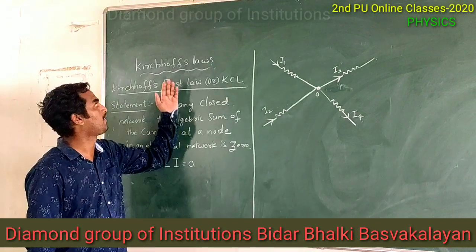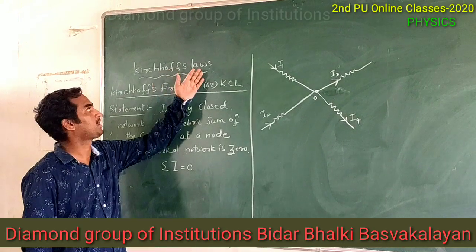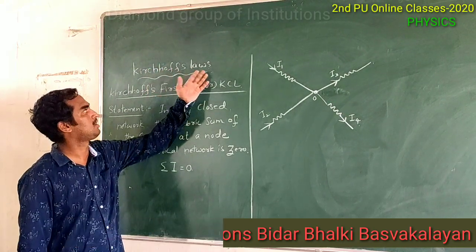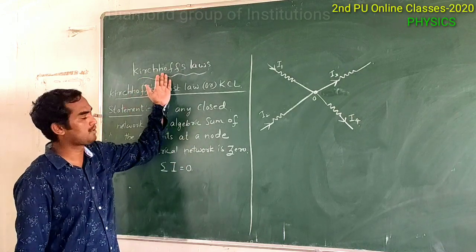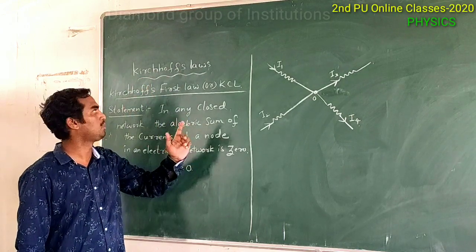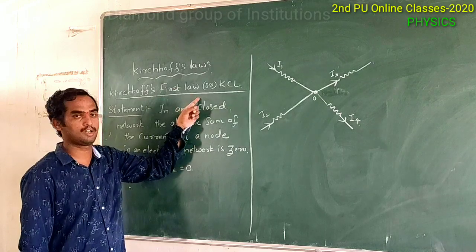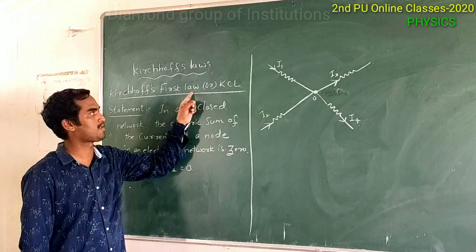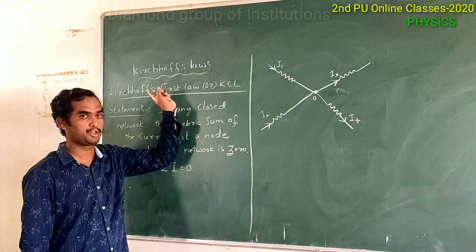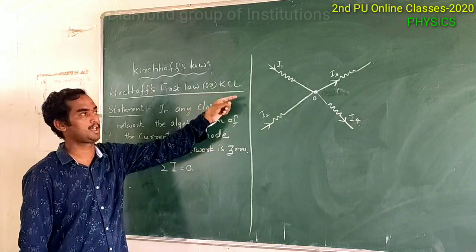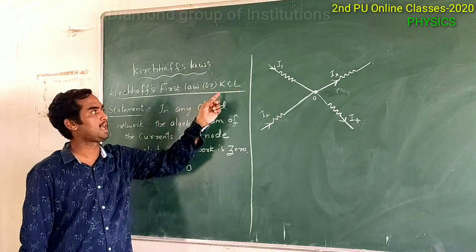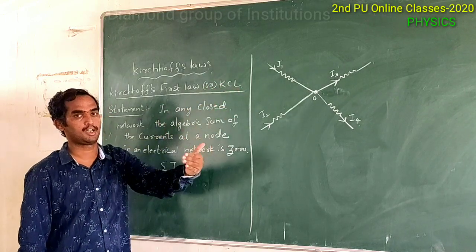Finally, we came to the last topic in our current electricity chapter, Kirchhoff's laws. Kirchhoff introduced two laws called Kirchhoff's first law and Kirchhoff's second law. Kirchhoff's first law is called KCL and Kirchhoff's second law is called KVL. KCL means Kirchhoff's current law and KVL means Kirchhoff's voltage law.